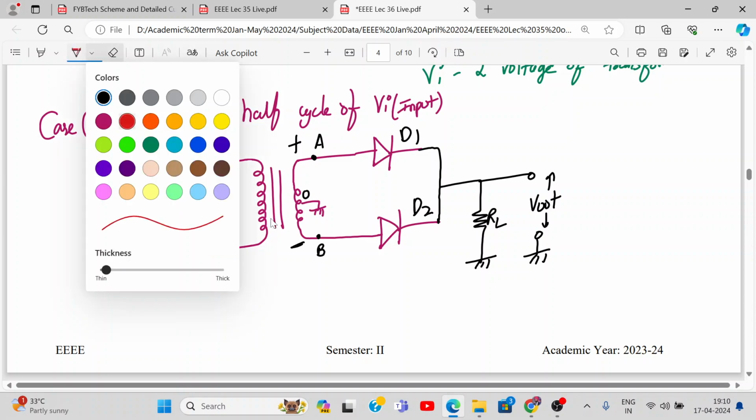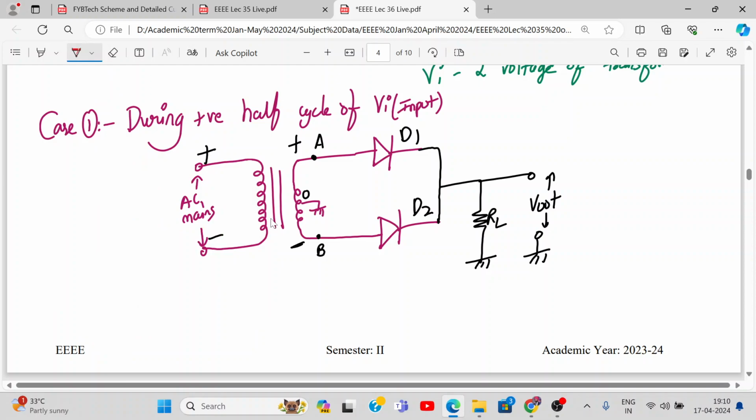D1. Yeah. So during positive half cycle of the input, my diode D1 is forward bias. Hence it is on, correct? What about diode D2? We are receiving negative voltage over here. So will it turn on? No. So diode D2 is reverse bias. It is off.